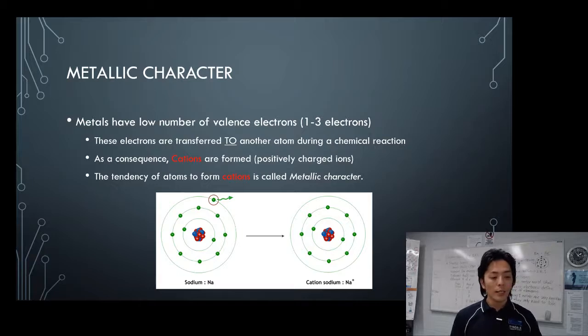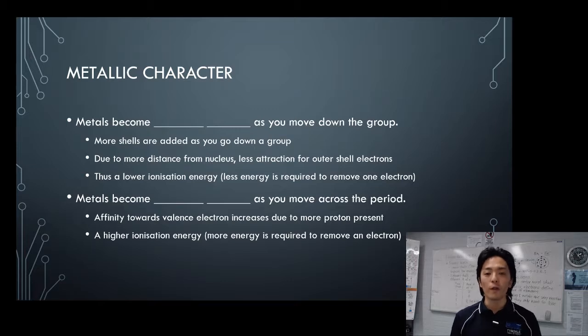All right. As a consequence of metals losing electrons, cations are formed. They are positively charged ions, and the tendency of atoms to form cations is called the metallic character. So metals want to make cations. Okay. So sodium is there as an example, and sodium will become sodium plus, sodium 1 plus. You don't show the 1, because you just don't put 1 in front of any variable.